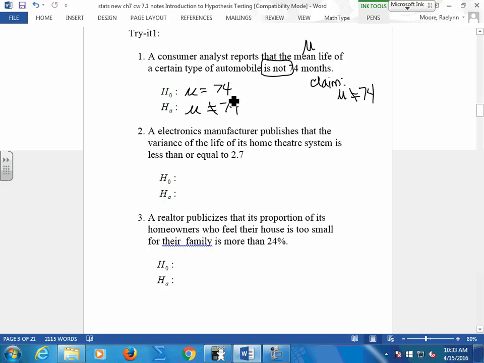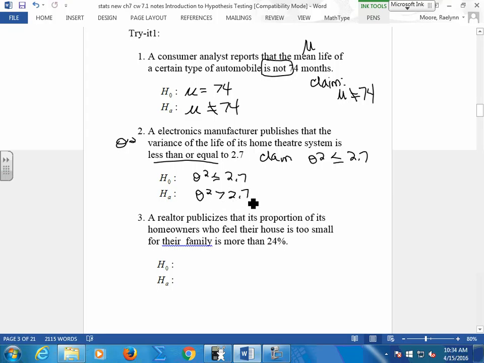Good. The second one. An electronic manufacturer publishes that the variance of the life of its home theater system is less than or equal to 2.7. How do we write variance for population? Sigma squared. So how do I make that statement? What's the claim look like? Sigma squared less than or equal to 2.7. Good. HO or HA? HO because it has the equal sign. Good. And what's the HA? Greater than 2.7. Very good.